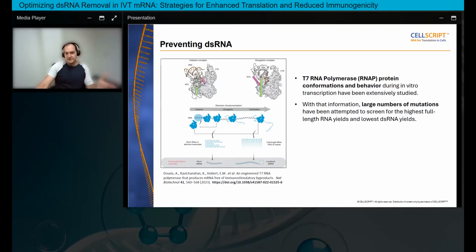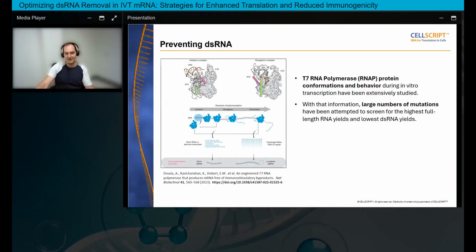So prevention's always nice. It'd be nice to prevent it rather than to fix it after the fact. And in that light, preventing dsRNA has become a big aim of the industry for the last probably 5+ years, even more than that in terms of development probably. But T7 RNA polymerase, protein conformations and behavior have been extensively studied because people want to try to figure out where this short and long double-stranded RNA is coming from, and how can we adjust the T7 RNA polymerase structure in order to just try to prevent it, whether prevent it entirely or simply reduce it.